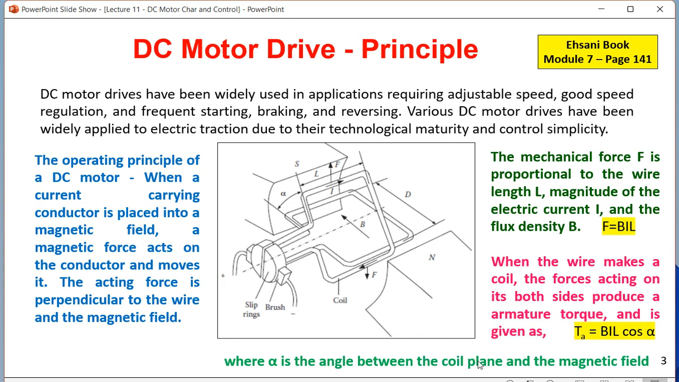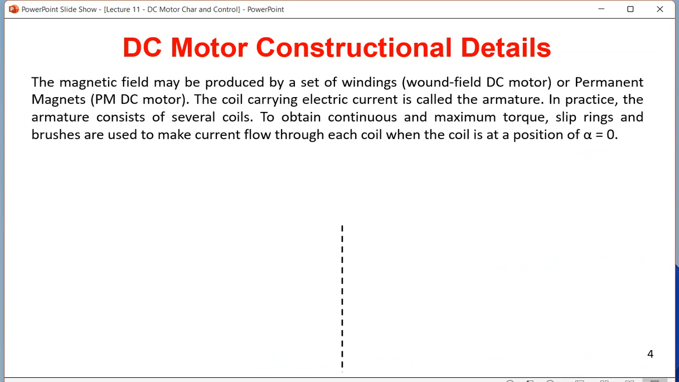What alpha is, is written here: the angle between the coil plane and the magnetic field. If alpha is more, at that time cos alpha will be less and the torque produced will be less. DC motor constructional details.